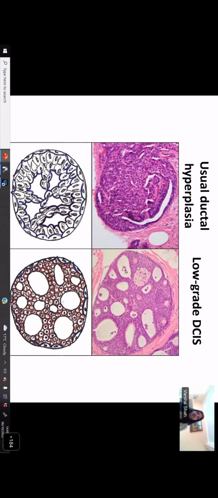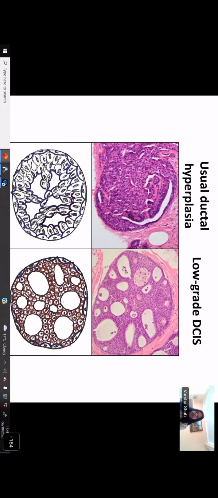They are not tapering bars, while here they will be tapering bars. You can sometimes get a little bit of necrosis in usual ductal hyperplasia. That does not exclude the diagnosis of usual ductal hyperplasia. And also you can get occasional mitotic figures. So both these features, if present in small amount, do not rule out the diagnosis of usual ductal hyperplasia. You have to rely on the other morphological criteria.